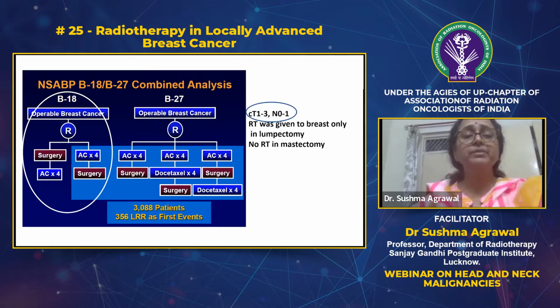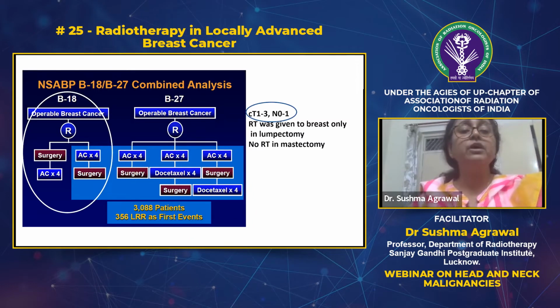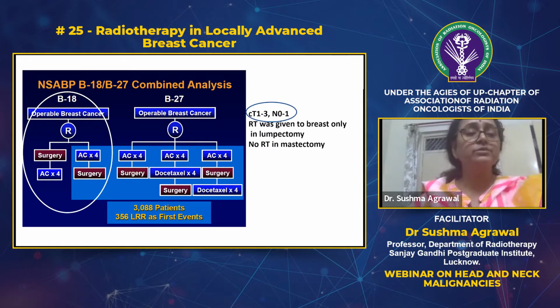So this was the pivotal study, the NSABP B18 and B27. And this was such an important study that it has set the stone rolling for most of the developments which has happened in this field. So what was it? First B18 was done, and basically people wanted to be sure if we adopt this strategy, will the survival be same? So it was a very simple two-arm study where the standard of care was surgery followed by chemo, and the other arm had 4 cycles of chemo followed by surgery.